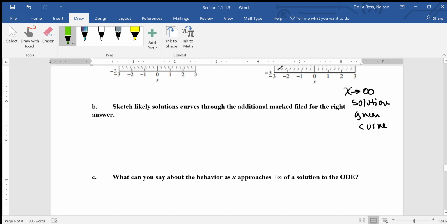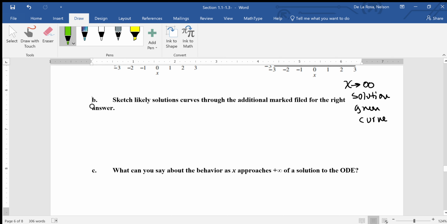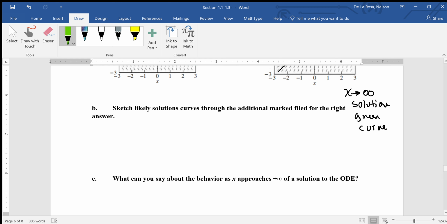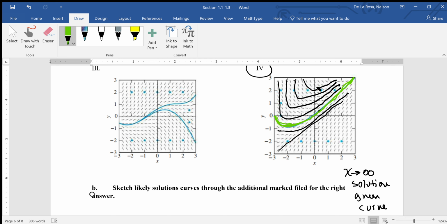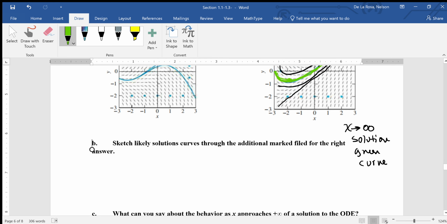Okay, what can you say about the behavior of the solution as x approaches positive infinity? Well, yeah, I just did that. It's going to be this green curve.